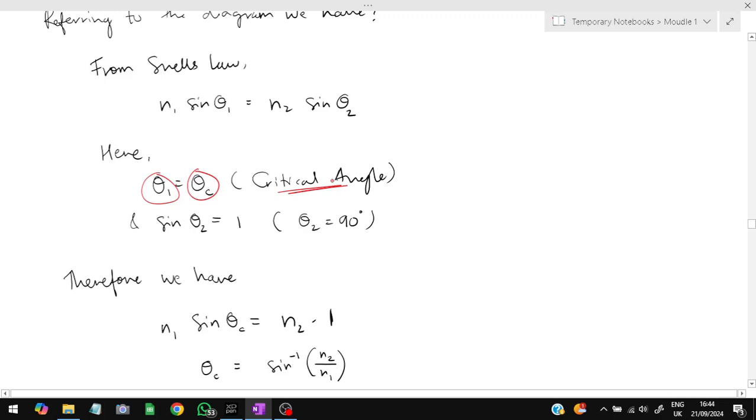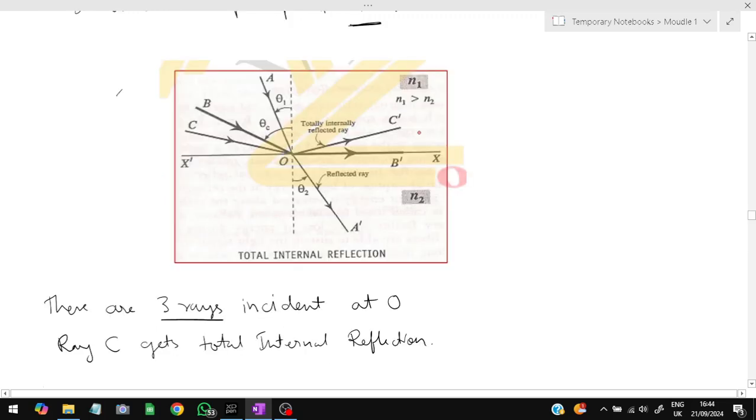The critical angle is the minimum angle needed for total internal reflection. As you can see here, theta 1 is the perfect angle on which the total internal reflection is happening. So theta C we are considering as the incident angle, and the reflection is happening here at 90 degrees. See, this is 90 degrees here. So theta 2 will become 90 degrees and theta 1 will become theta C.